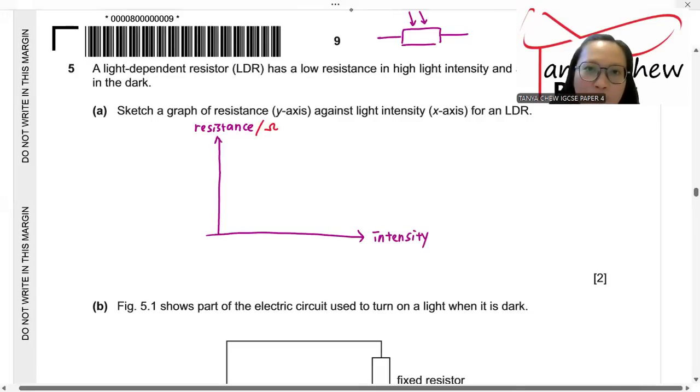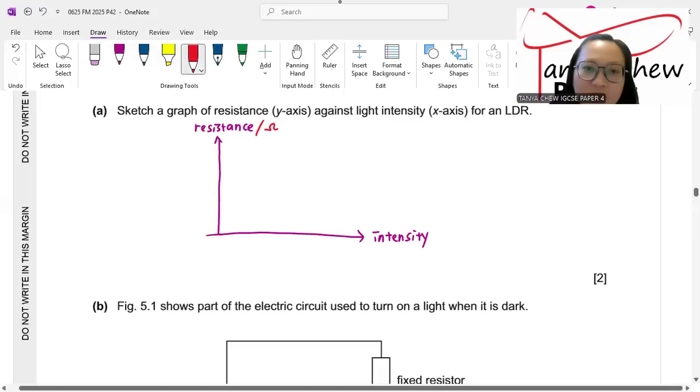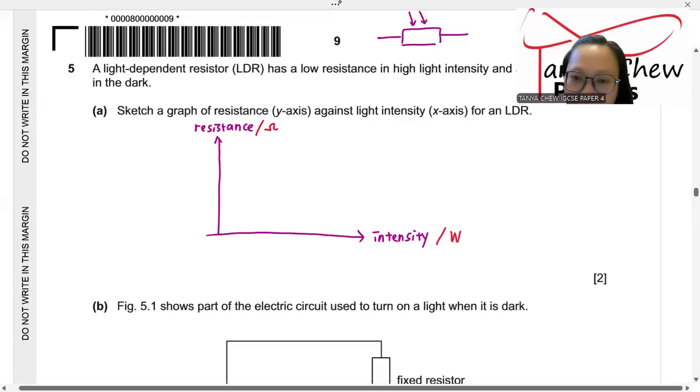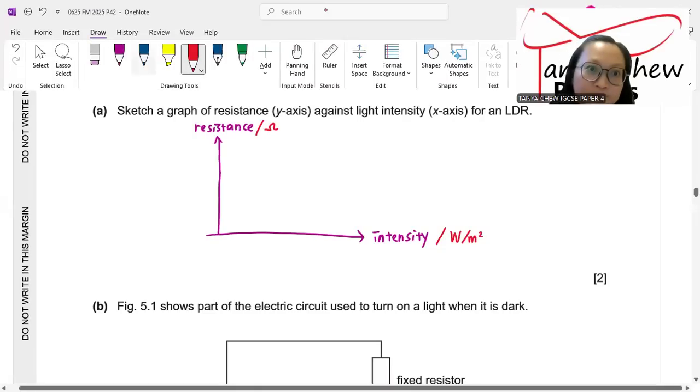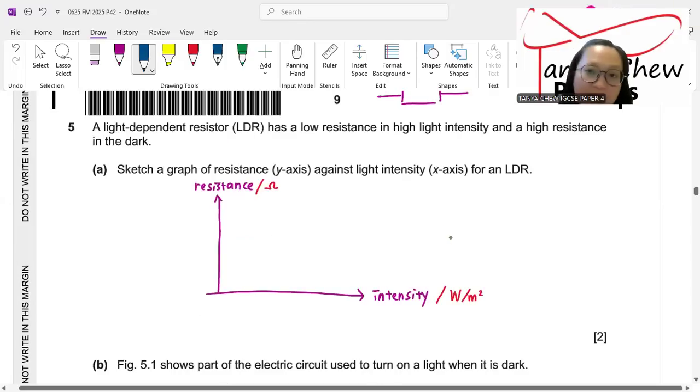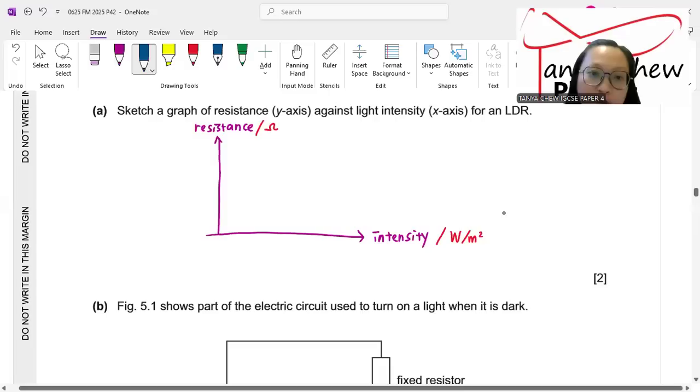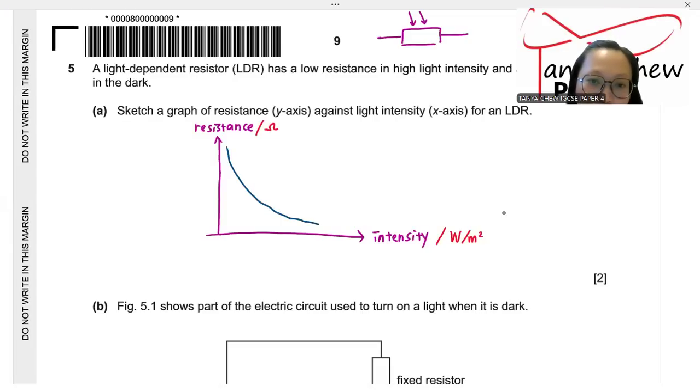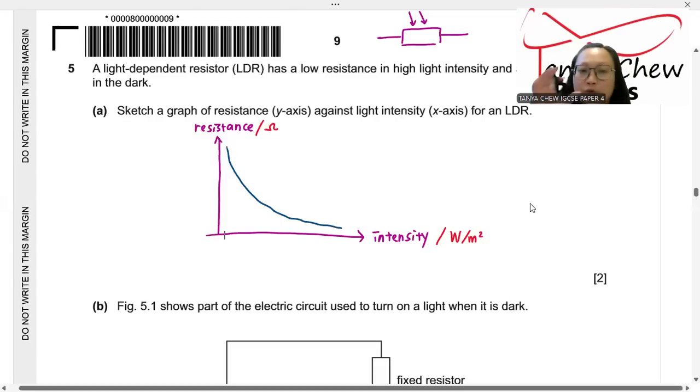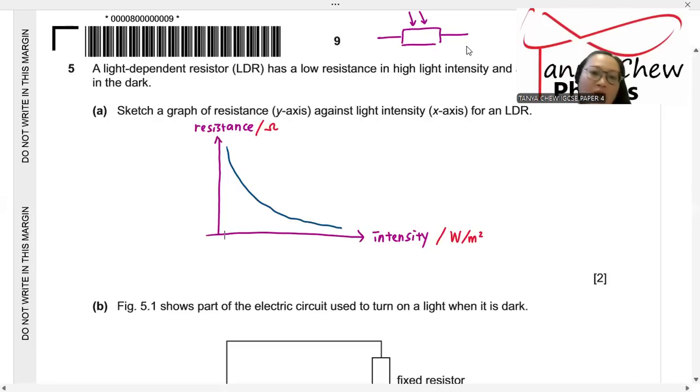So I know this is out of your syllabus. You haven't learned about intensity. This is just extra knowledge. The unit of intensity is watt per meter square. So intensity represents brightness. So you know that from the statement that is given, resistance is low when the intensity is high, and the resistance is high when the intensity is low, right? So it is the inversely proportional graph. We want to see this, that's all. So you label your axis correctly, they will give you 1 mark, and then inversely proportional graph, that's another mark for you.